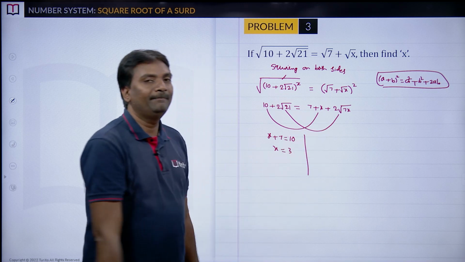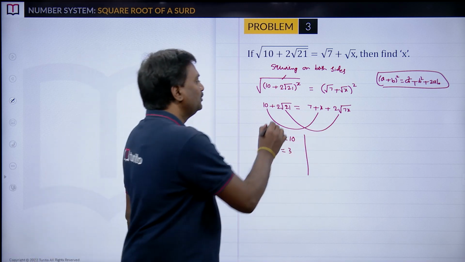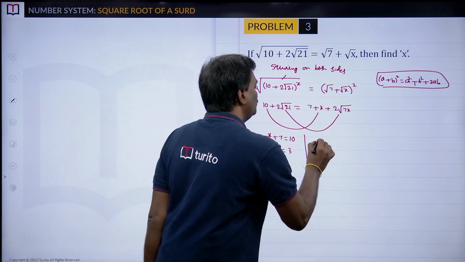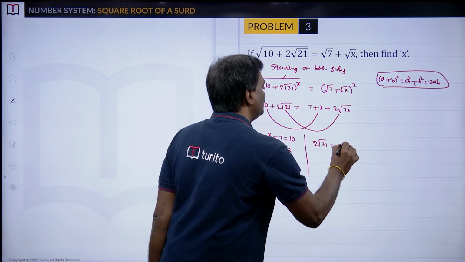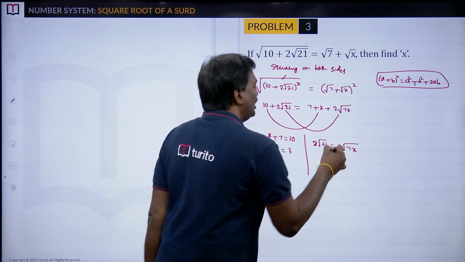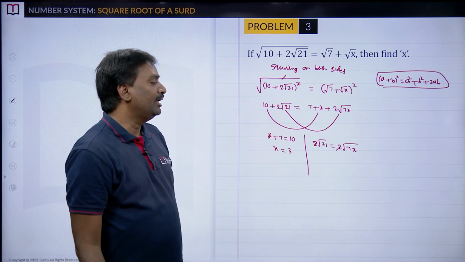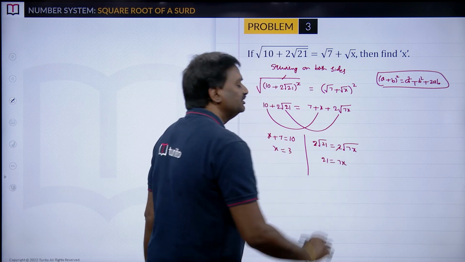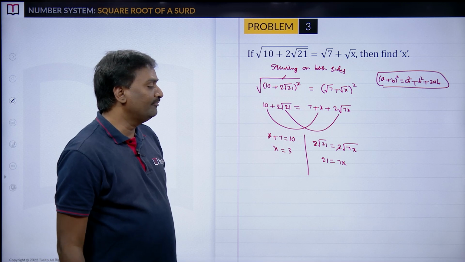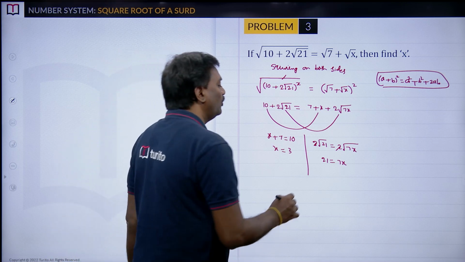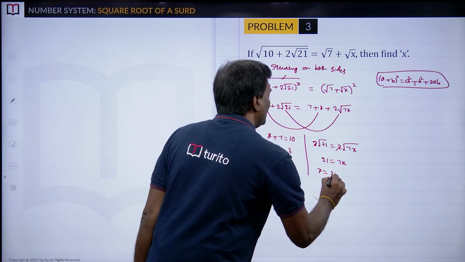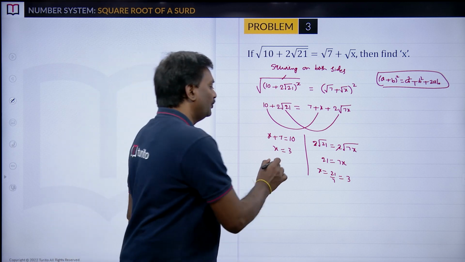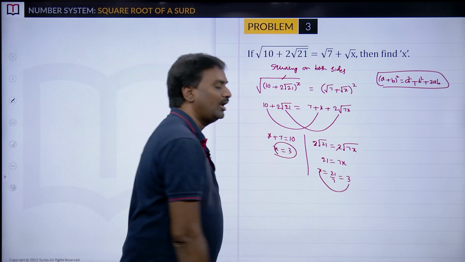No sir, I want to compare irrational terms on both sides. 2 root 21 equal to 2 root 7x. So we can cancel 2 on both sides. By squaring on both sides we will get 21 equal to 7x. To get the value of x, let us divide that equation on both sides by 7. So 21 by 7 equal to 3. So here we have x equal to 3, here also we have x equal to 3.